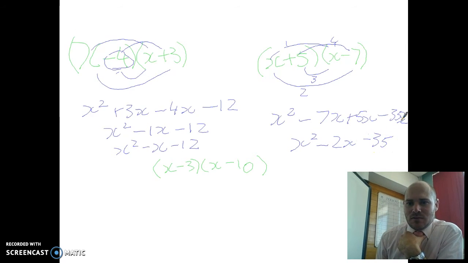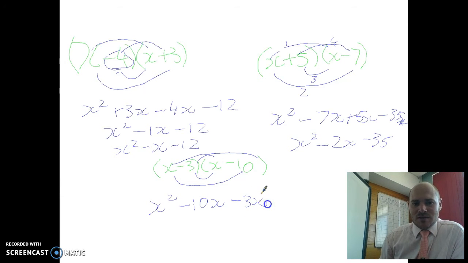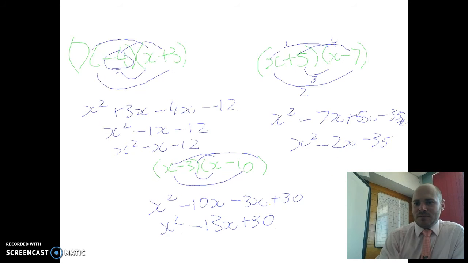Alright, so that's how it works. Last one where I have two minuses. Eyebrows, nose, smiley face. X squared. X times negative 10 is negative 10x. Negative 3 times x is minus 3x. Negative 3 times negative 10 is plus 30. So I end up with x squared, negative 10 minus 3, minus 13x, plus my 30.